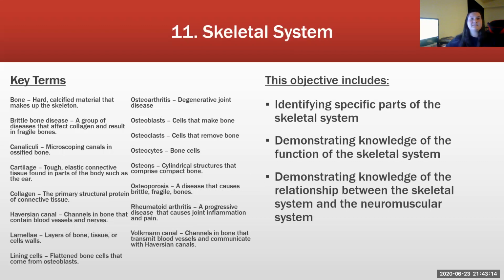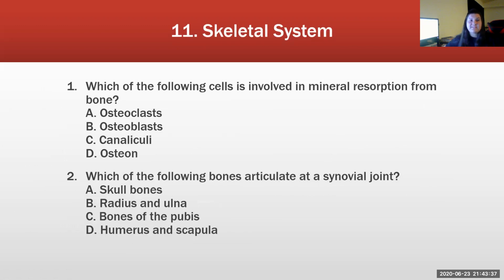Last but not least, the skeletal system. Again, familiarize yourself with these and let's move on to the questions, because we need to identify the parts of the skeletal system, know the function of the skeletal system, and know the relationship between the skeletal system and the neuromuscular system, how those two tie together. Which of the following cells is involved in mineral resorption from bone? Osteoclasts, osteoblasts, canaliculi, or an osteon?